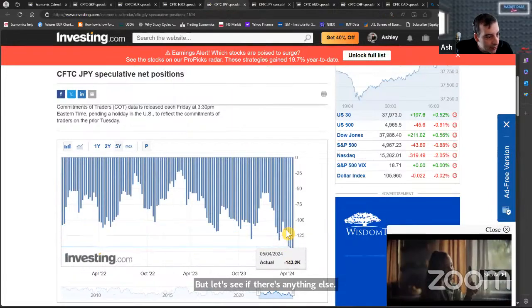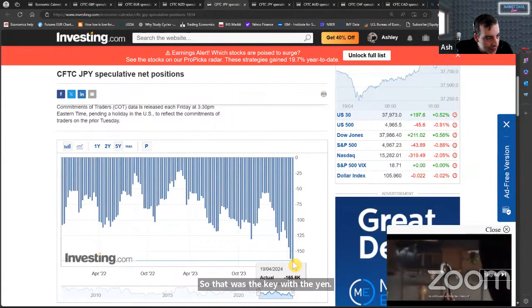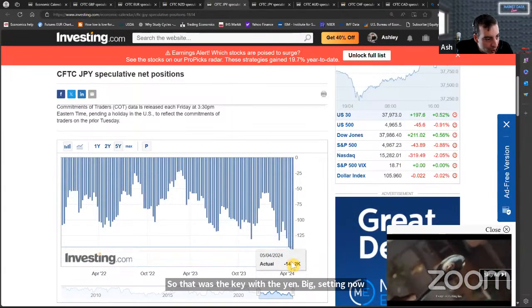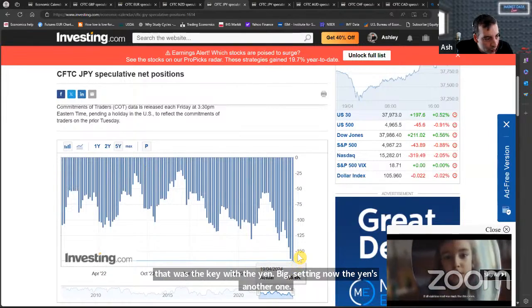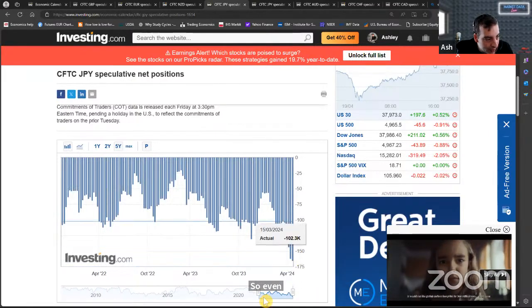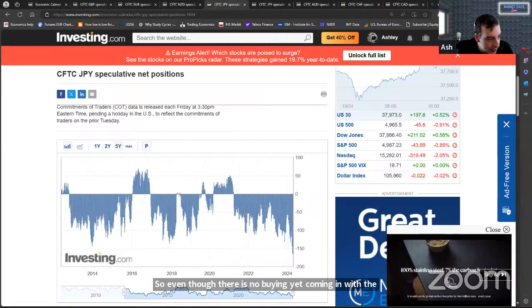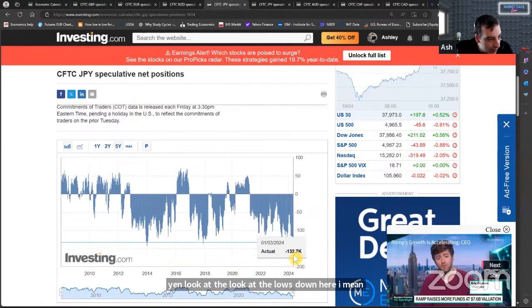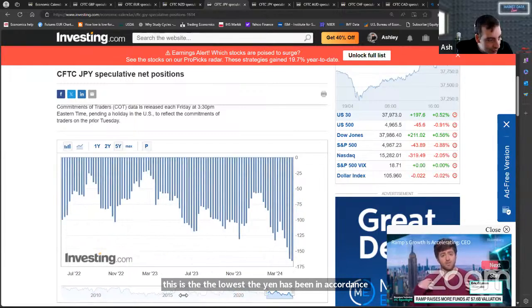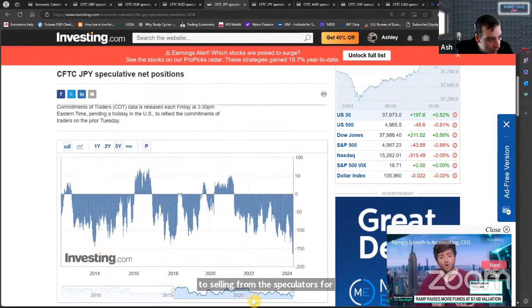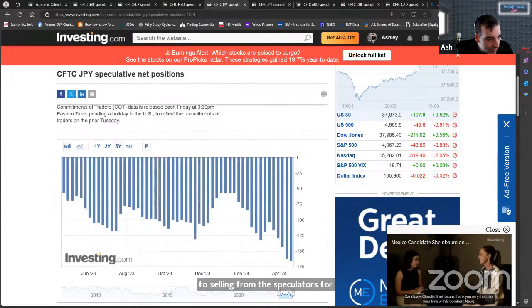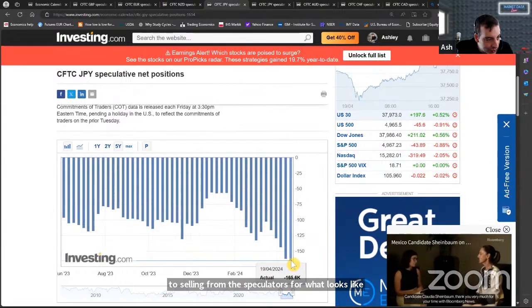The yen, big selling. Now the yen's another one. So even though there is no buying yet coming in with the yen, look at the lows down here. I mean, this is the lowest the yen has been in accordance to selling from the speculators for what looks like around about 8 years. Now this is quite dangerous because this does suggest the selling is going to continue.